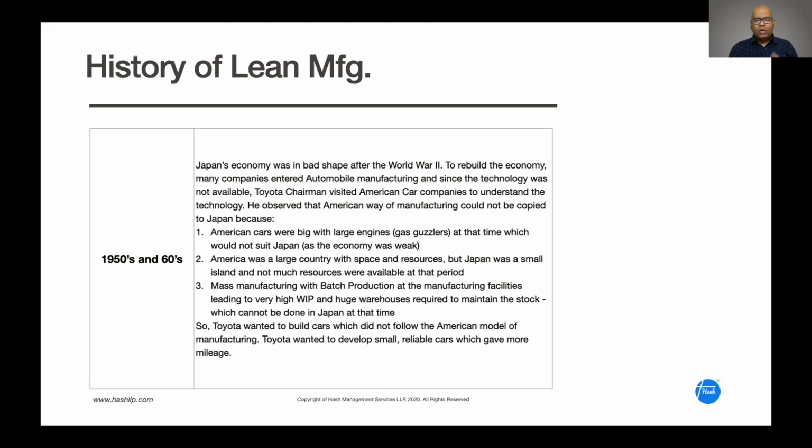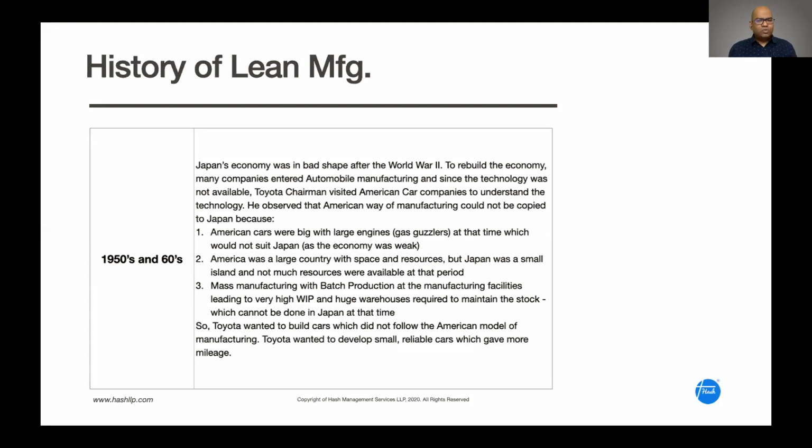New cars were launched only once in 10 years. The product variants and setup time were very high, and the plant required a lot of space. So he understood that this kind of manufacturing would not suit Japan, because Japan is a very small country. They don't have a lot of land, and they didn't have the infrastructure at that time.